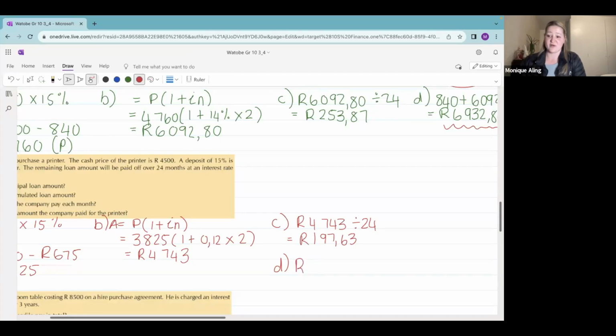All right. And have you worked it out? Oh my gosh, I was looking at the previous question. That's why I was so confused. But you said it right. You said the accumulated amount plus the deposit. So it's 4,743 plus 675, which will give us 5,418. Perfect. Fantastic work. Thank you so much.